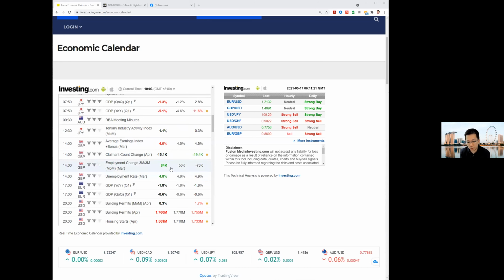Employment change on a quarterly basis, 3 months and month on month for March, at 84K, way above the expected 50 and way better than the previous minus 73. So this is a big swing towards the upside for the UK, and unemployment rate dropping from 4.9% to 4.8%. What impact did this news have on the pound dollar alone?